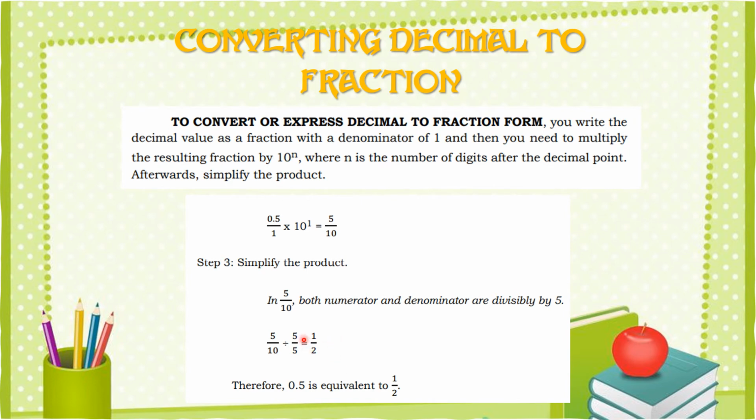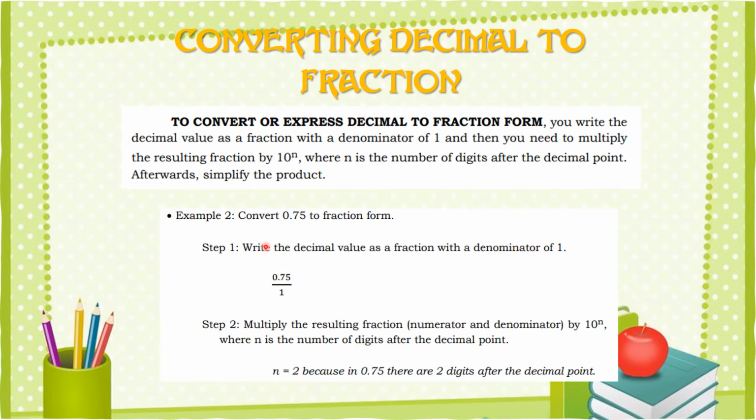So 5, guys, is the common factor of 5 and 10. So 1/2 is not simplifiable. This is now the lowest term. Therefore, 0.5 is equivalent to 1/2.